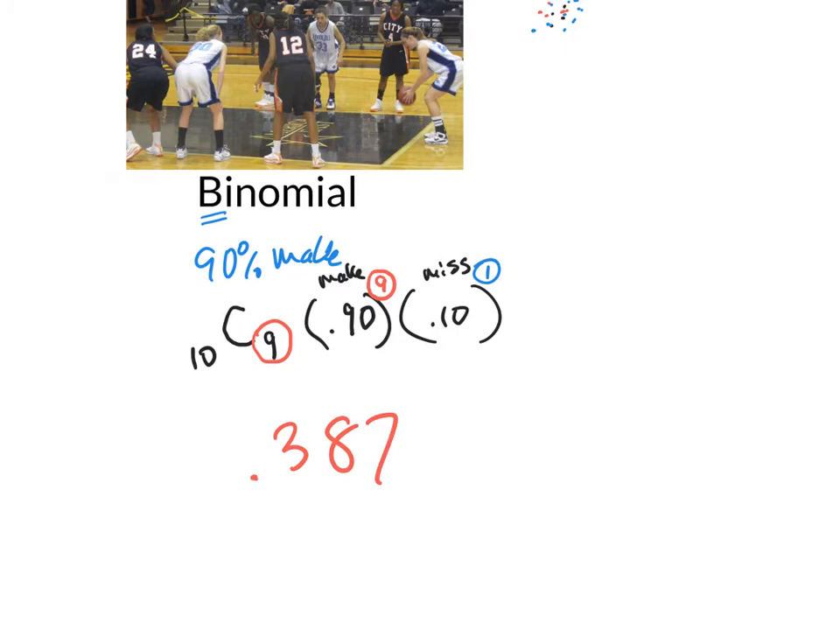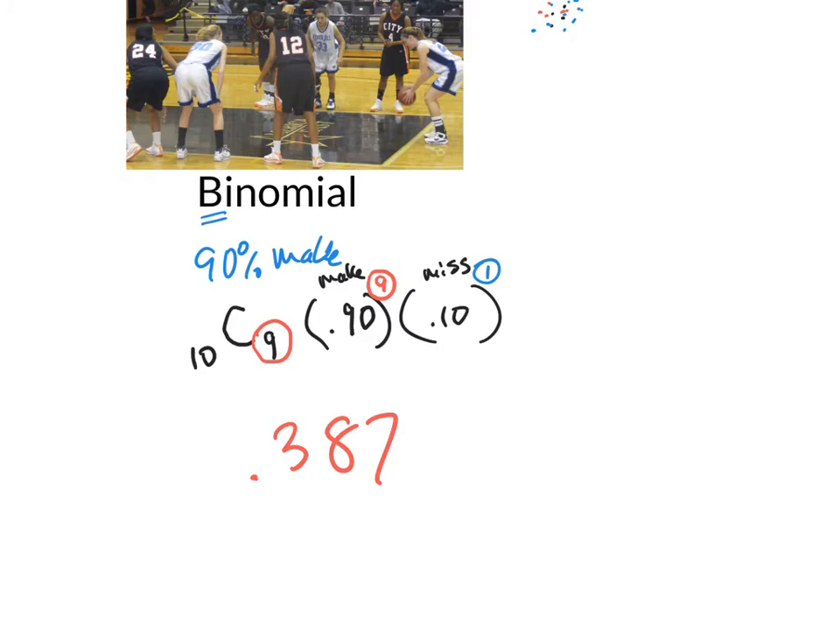Okay, isn't that like really unusual? Think about that for a second. If this person's a 90% free throw shooter, I would have thought for sure that there'd be a 100% chance she would make 9 out of 10. But there's only about a 40% chance she's going to make 9 out of 10 shots. Why? Well, because there's a pretty good chance she's going to make 10 out of 10 shots.